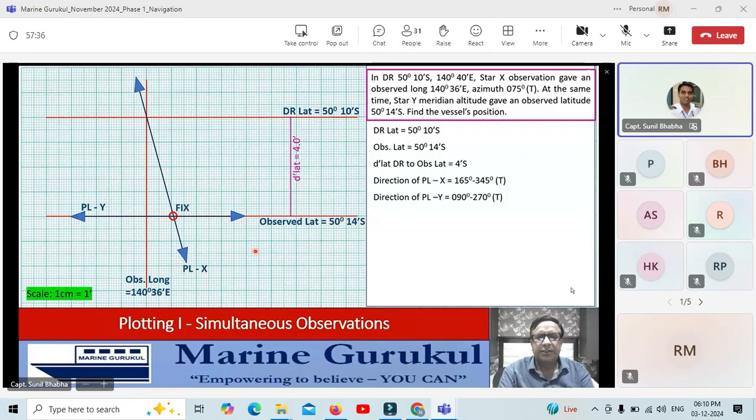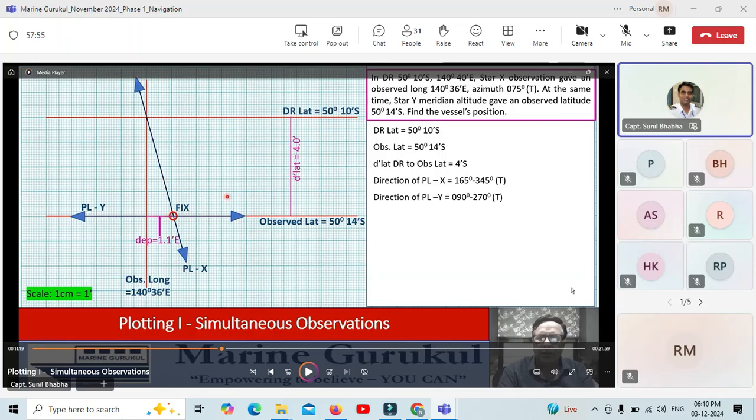And what do we see? The latitude of the fix is same as the observed lat. And this distance is the departure of the fix from the observed long. So we see that the departure is 1.1 minutes east from the observed long. So you see, beta, we have taken the departure from the observed longitude.